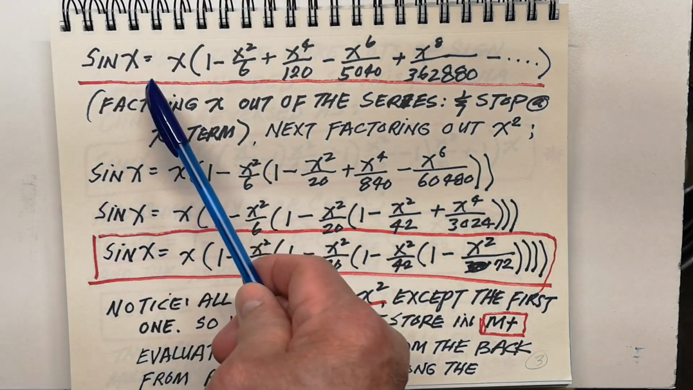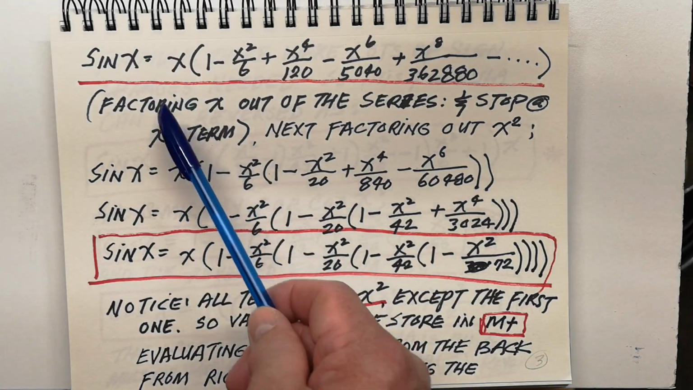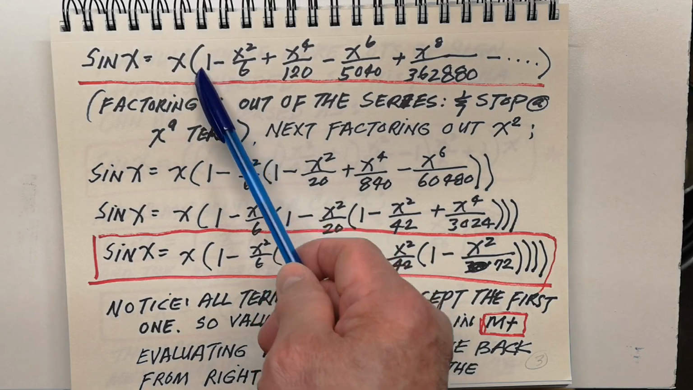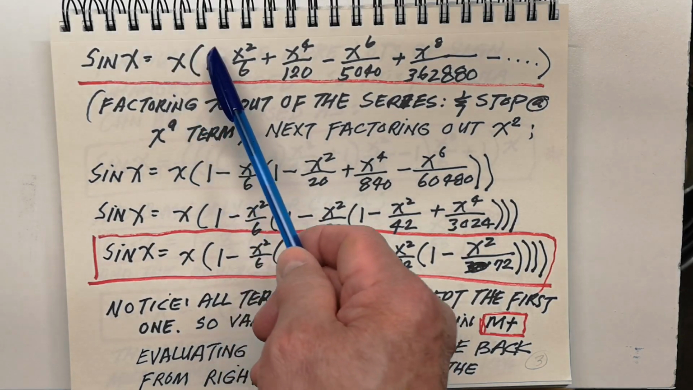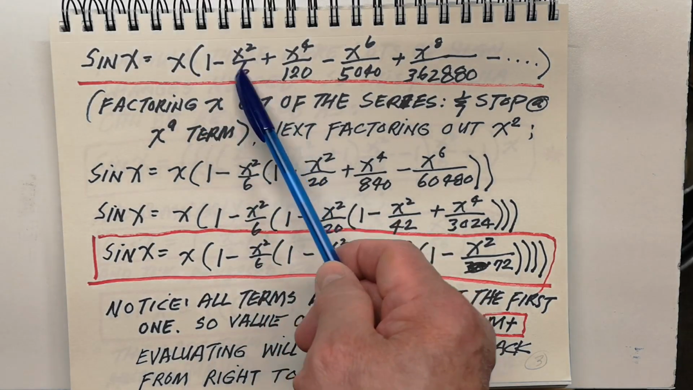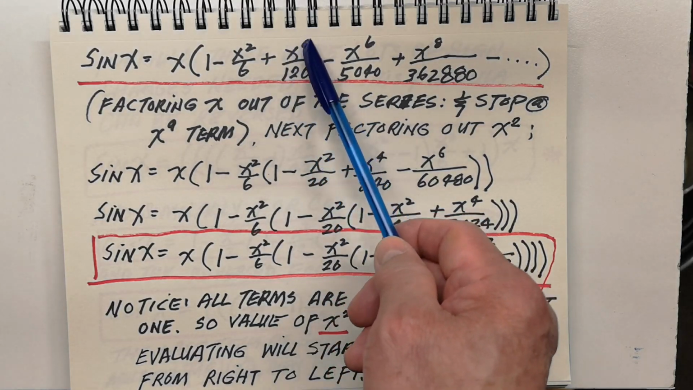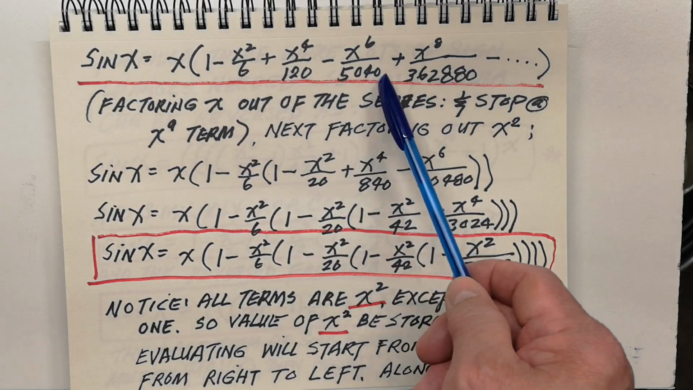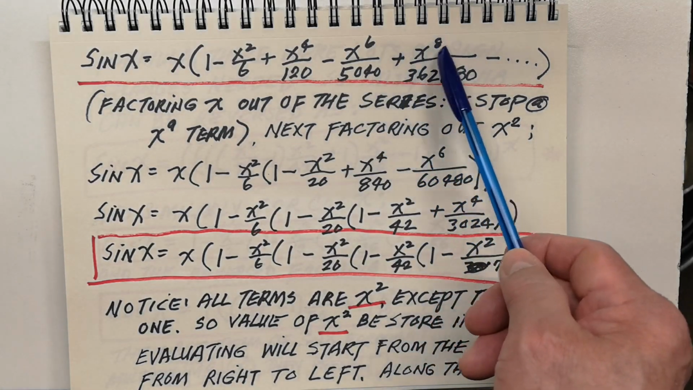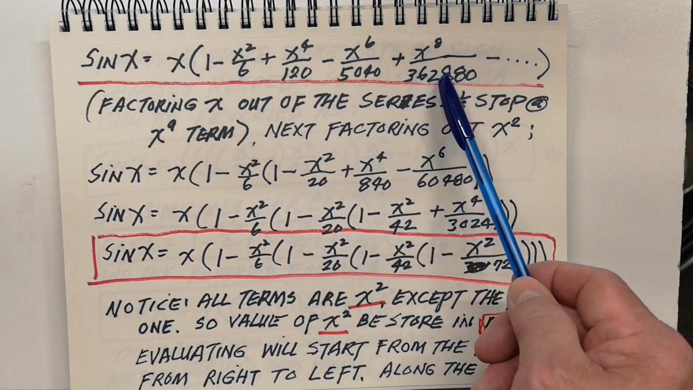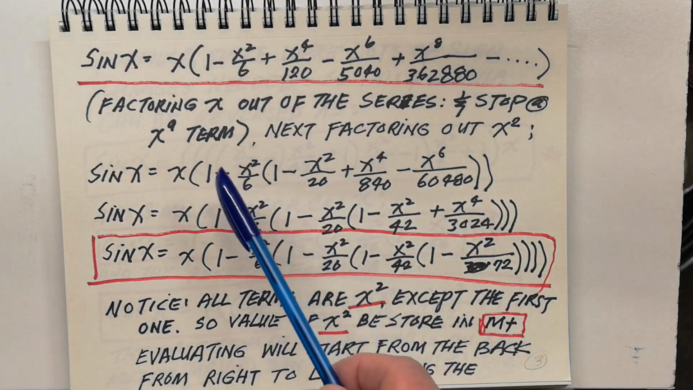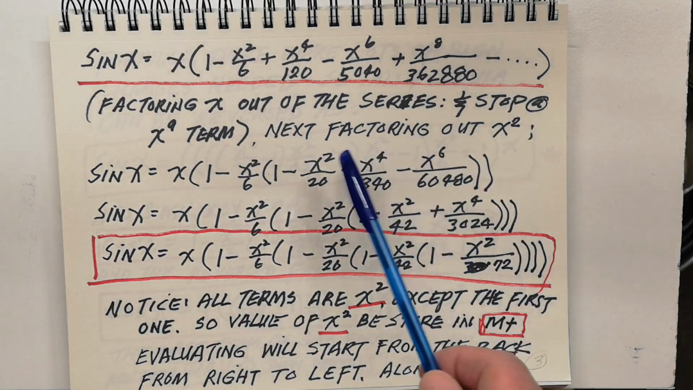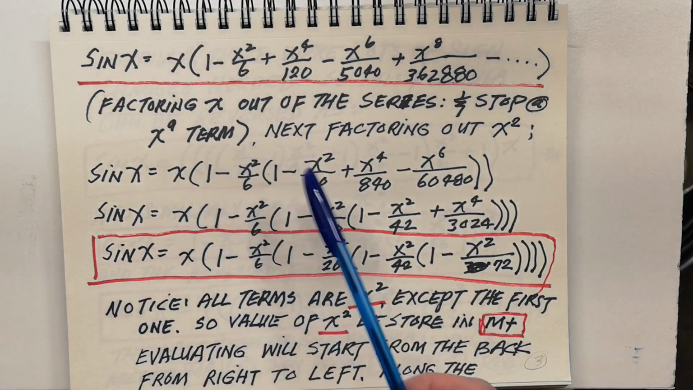Sine x equals, factoring out x, sine x equals x multiplied by quantity 1 minus x squared over 6 plus x to the 4th over 120 minus x to the 6th over 5040 plus x to the 8th over 362,880. Factoring out of the series, and we stop at the x to the 9th term.